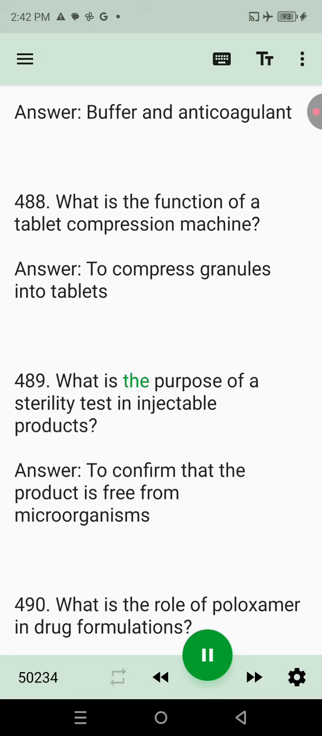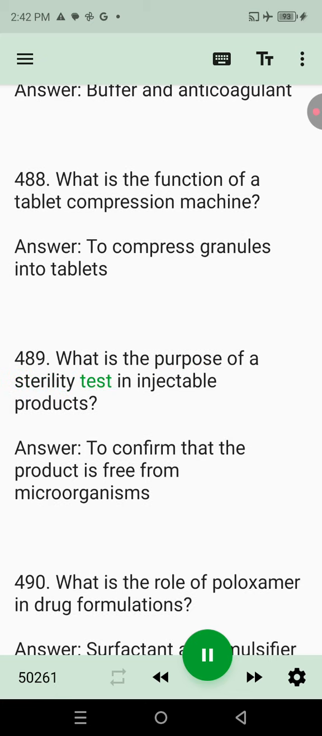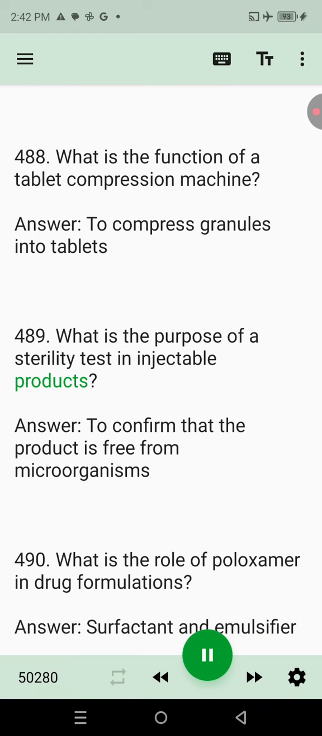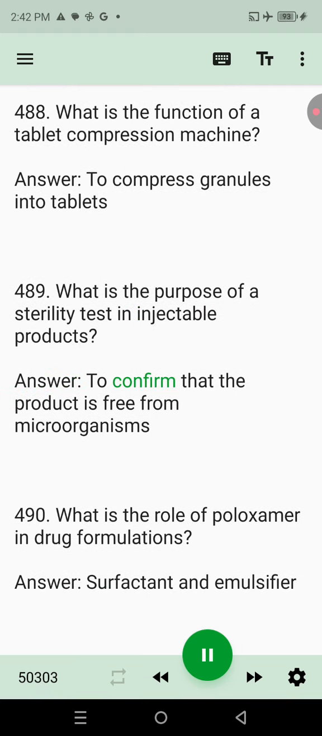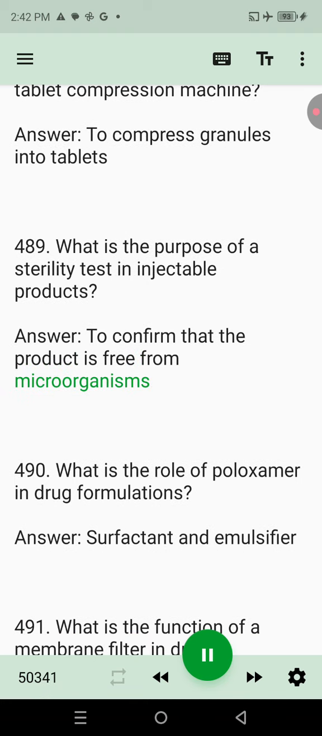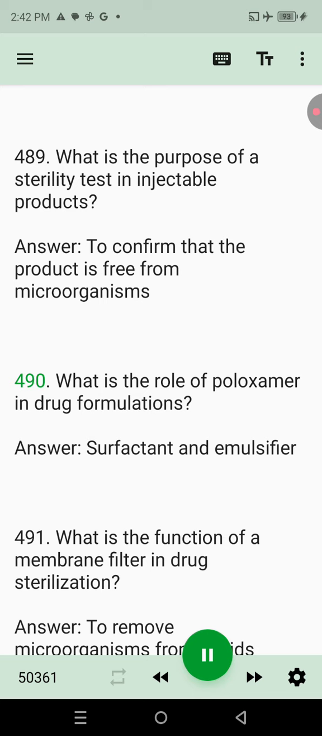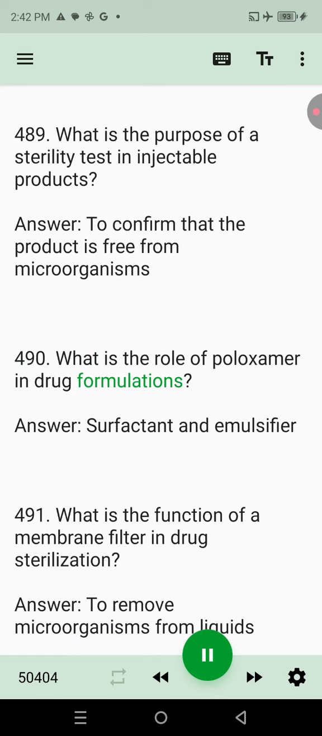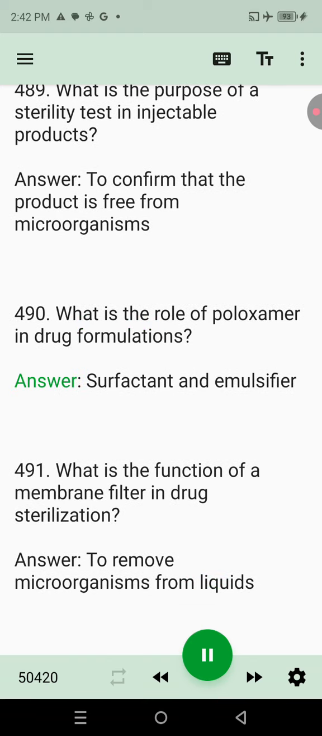489. What is the purpose of a sterility test in injectable products? Answer: to confirm that the product is free from microorganisms. 490. What is the role of poloxamer in drug formulations? Answer: surfactant and emulsifier.